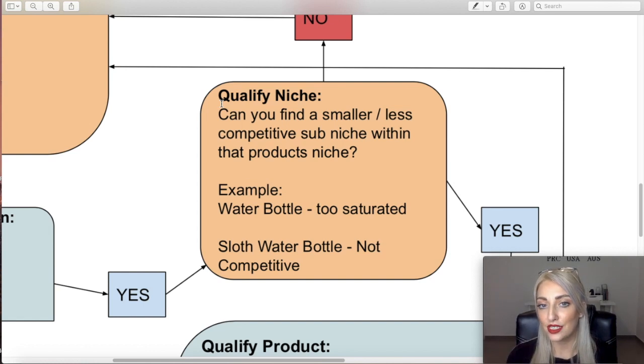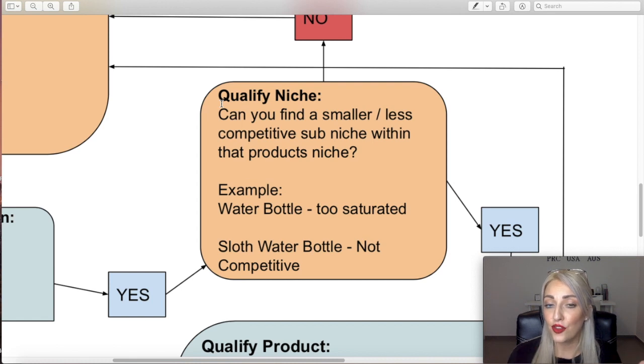What I mean by that is, let's use the example water bottle. Water bottle, the main keyword water bottle, is extremely saturated. I use this as an example in a PPC video that I made, which you should watch. And I use the example for sloth water bottle, which is a niche within the water bottle niche.